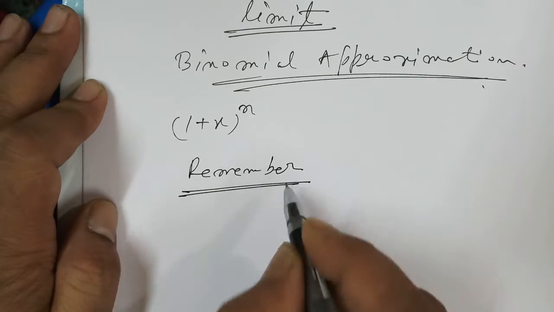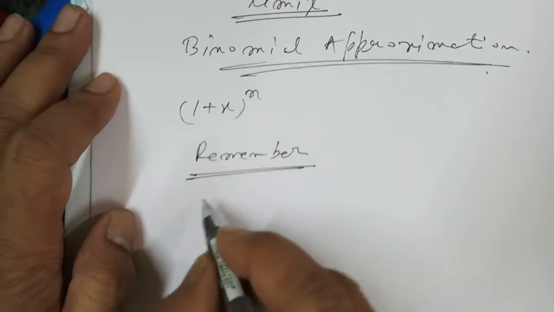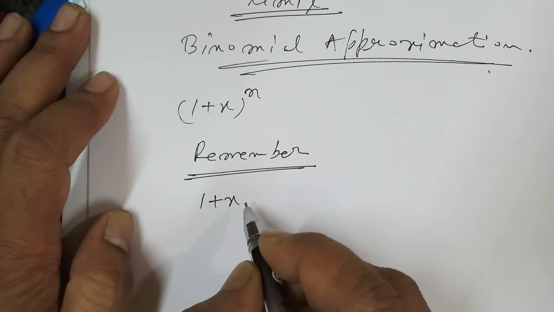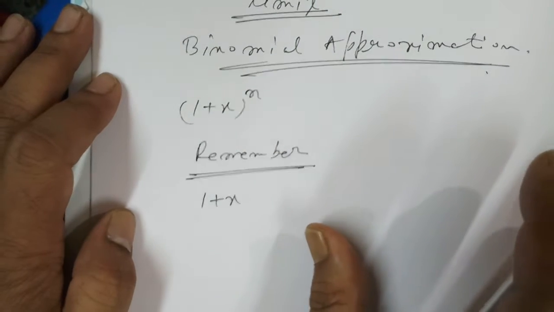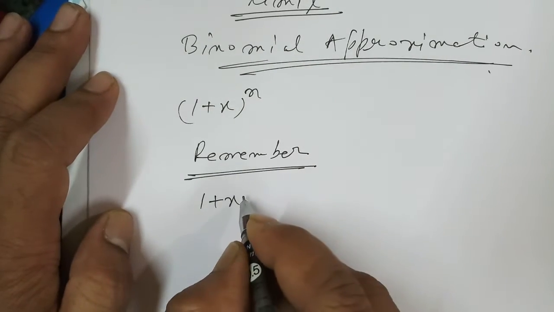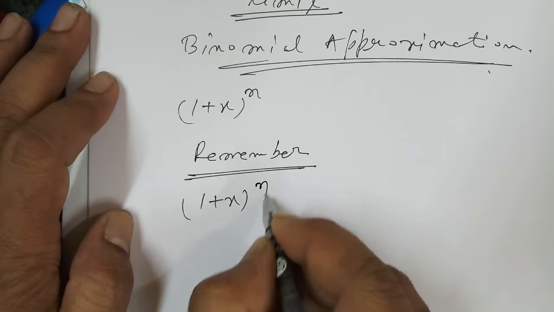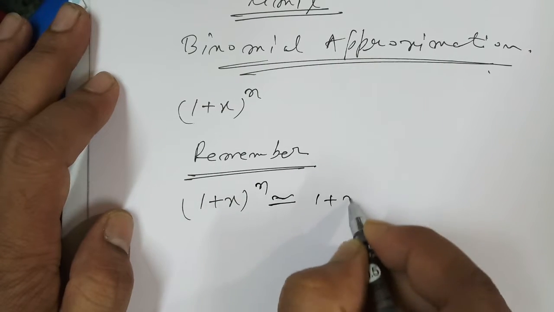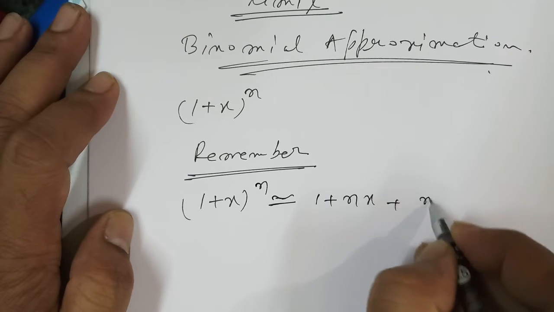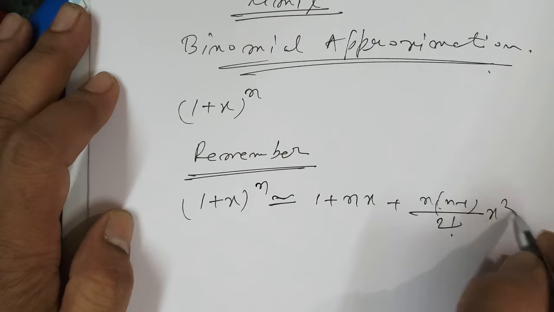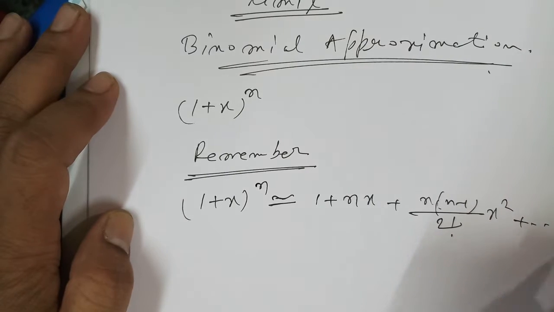this is a small talk, a small point, but with these small points, big and difficult questions can be answered easily. Let me show you. (1 plus x) to the power n is near about 1 plus nx plus n(n minus 1) upon 2 factorial x square and so on up to infinity.